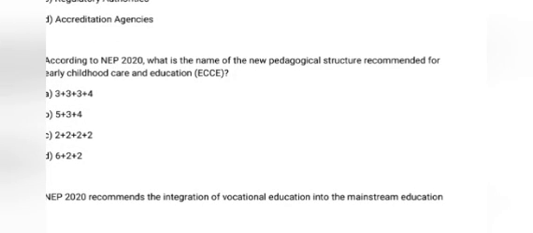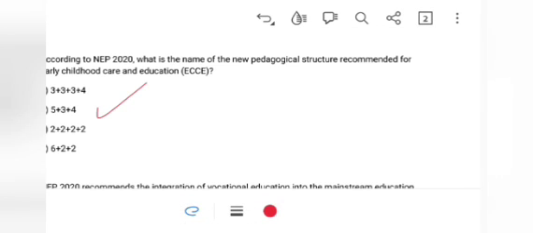Next, according to NEP 2020, what is the name of the new pedagogical structure recommended for early childhood care and education, ECCE? 3 plus 3 plus 3 plus 4, 5 plus 3 plus 4, 2 plus 2 plus 2 plus 2, 6 plus 2 plus 2. It will be 5 plus 3 plus 4.